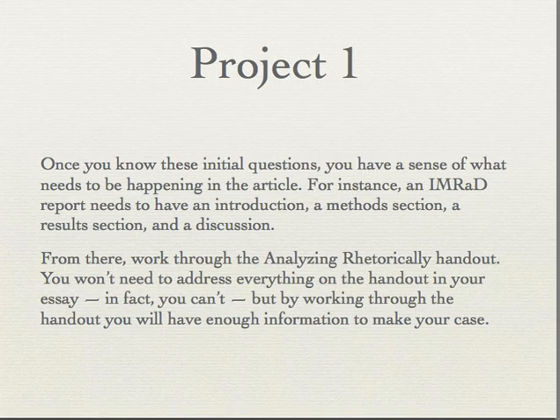Once you know these initial questions, you have a sense of what needs to be happening in your article. For instance, if it's an IMRAD report, there's going to need to be an introduction, a method section, a results section, and a discussion. You might think back to week 4, if you looked at the John Hayes article we had. Hayes was a social science article. It was a quantitative research study following the very traditional IMRAD format.